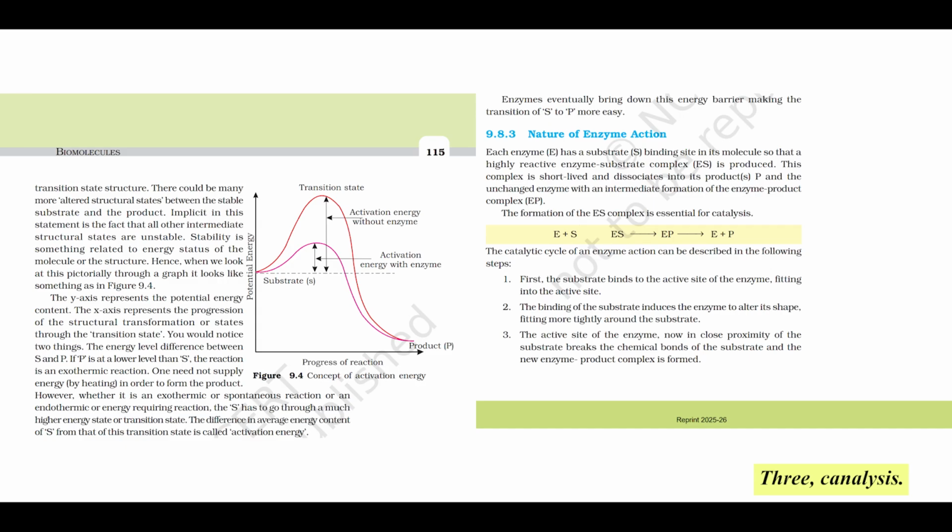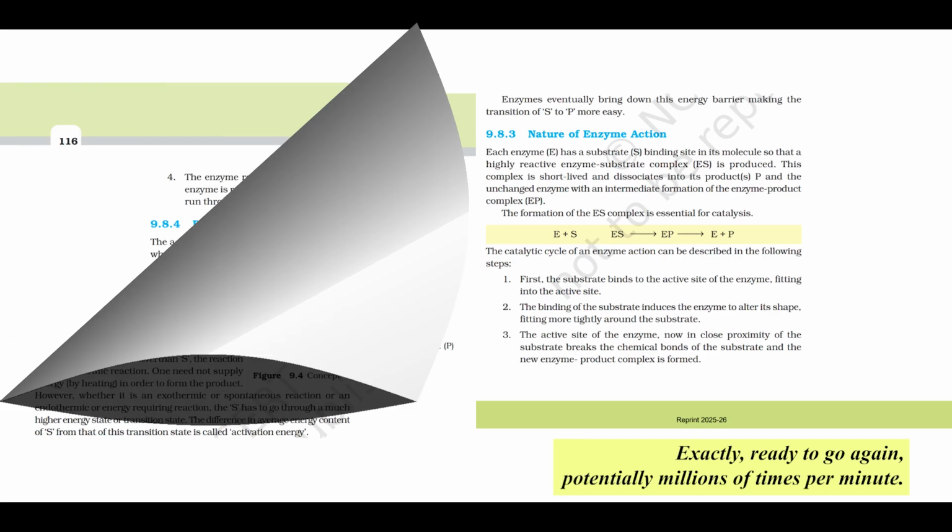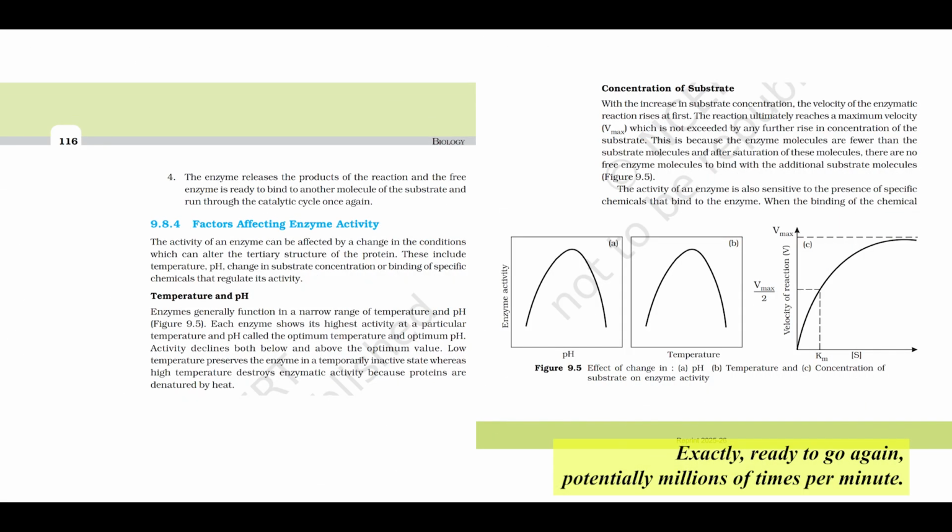3. Catalysis. Now within the active site, the enzyme facilitates the chemical change. Bonds in the substrate are broken and new bonds are formed, converting S into P while still bound to the enzyme. This forms a temporary enzyme-product, EP complex. Step 3. Catalysis, making the product. 4. Release. Finally, the enzyme releases the product, P. The enzyme E itself is unchanged by the reaction and is now free to bind another substrate molecule and start the cycle all over again. EP, release P. Step 4. Release. And the enzyme is ready to go again. Exactly. Ready to go again, potentially millions of times per minute.